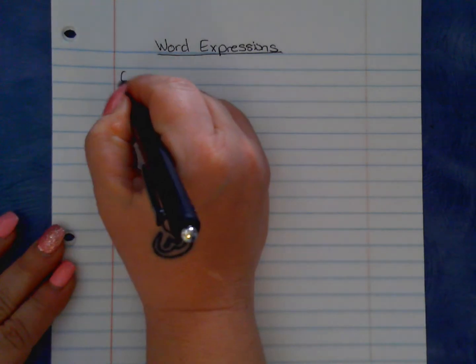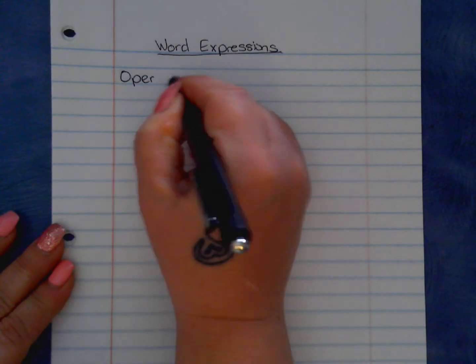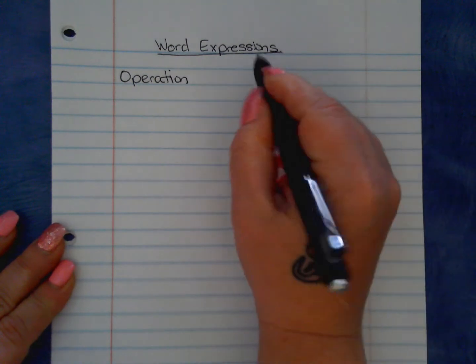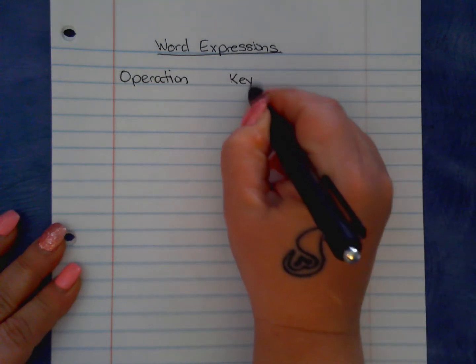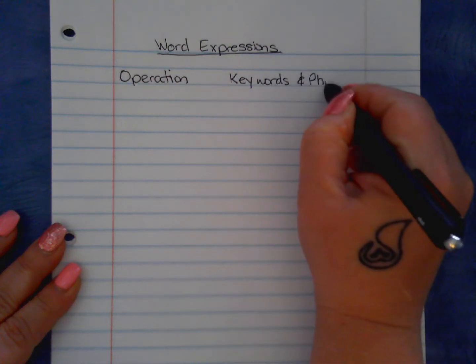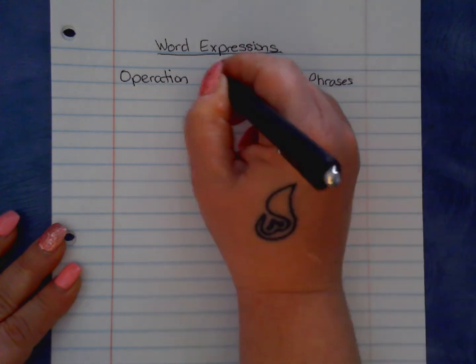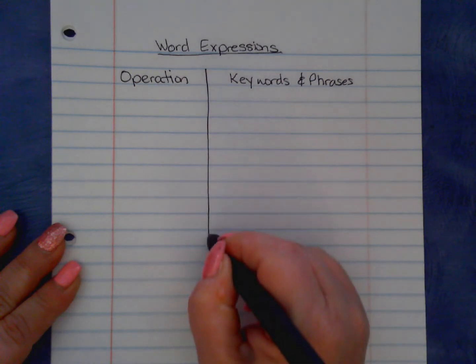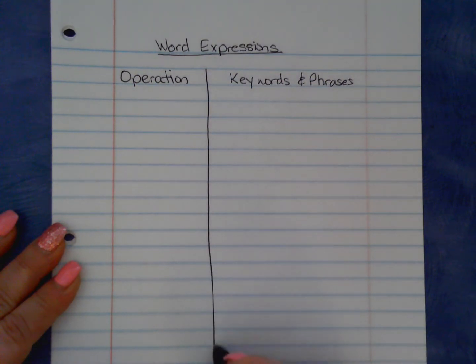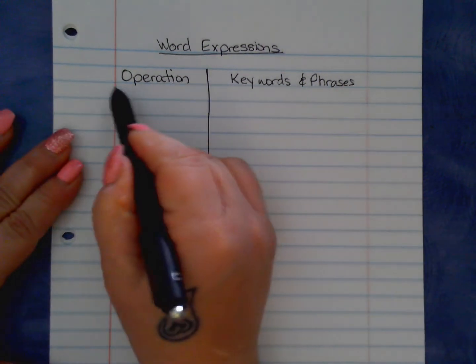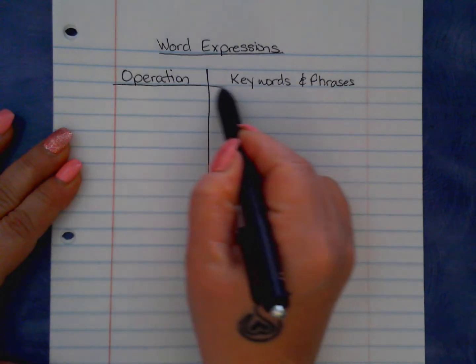So we're going to make a little bit of a chart, and we're going to put some operations over here, and we're going to put keywords and phrases. Okay, I'm going to try and draw as neat of a line as I can down. I don't know how far I need to go, but I'll go down about that far. Okay, and I'll just draw a line here.